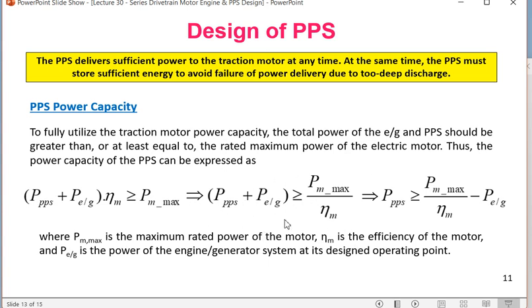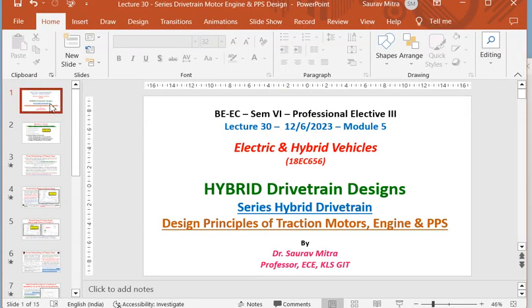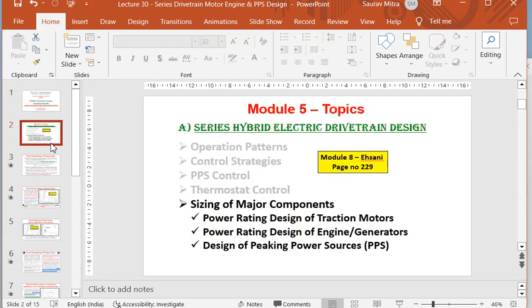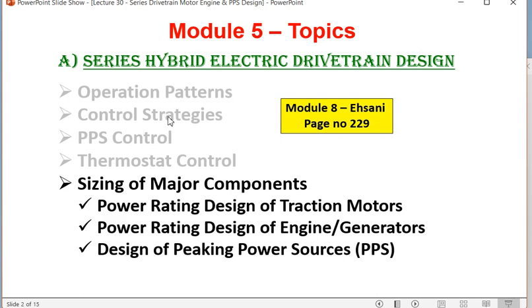So that's all about the primary and secondary energy design for the series hybrid electric drivetrain. Operating pattern, control strategies, PPS control, and thermostat control we had seen in the previous two lectures. Today what we have completed is power rating design. Different formulas are there for power rating design of the traction motor, and power rating design of the engine and generator. Different conditions have been explained with drive cycles, and design of the peaking power source.